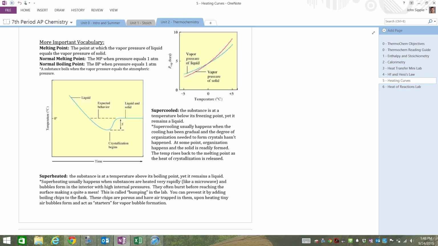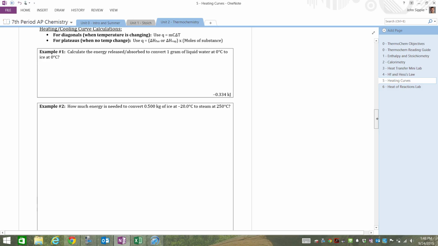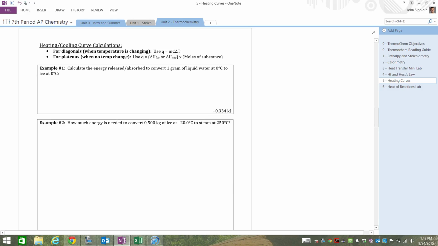So, but anyway, let's do a couple problems, and then we can work some UT homework. So we've got them right up here. Diagonals, Q equals mc delta T. On our plateaus, we've got our delta H fusion, delta H vaporization times the moles, and we can go from there, okay? So we'll do one sample calculation of a plateau here.